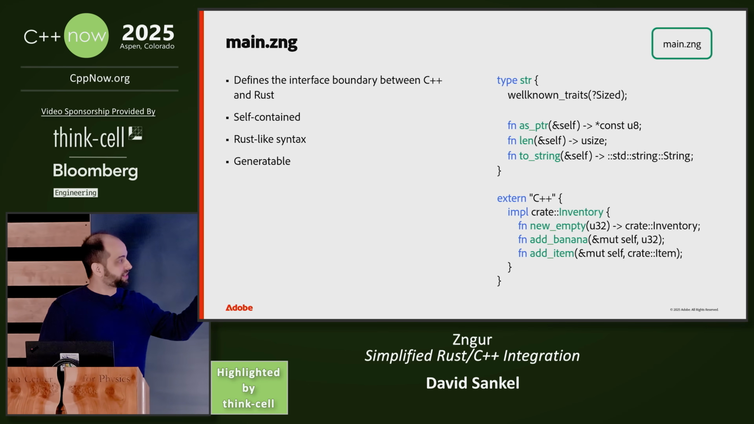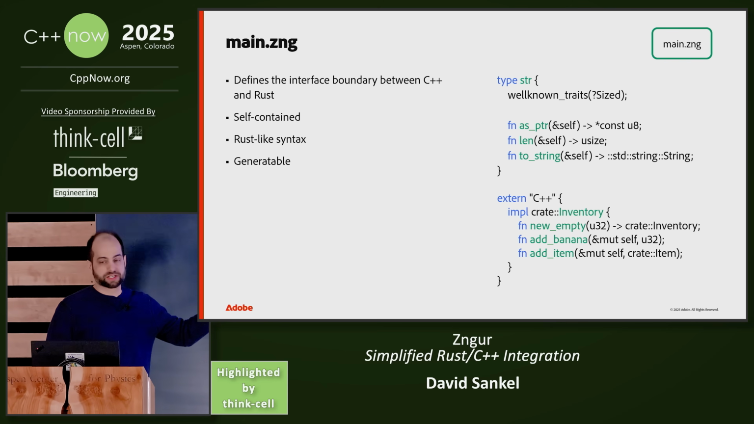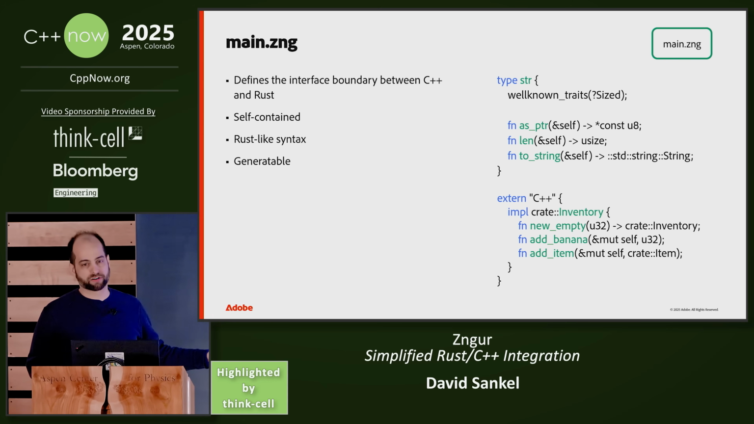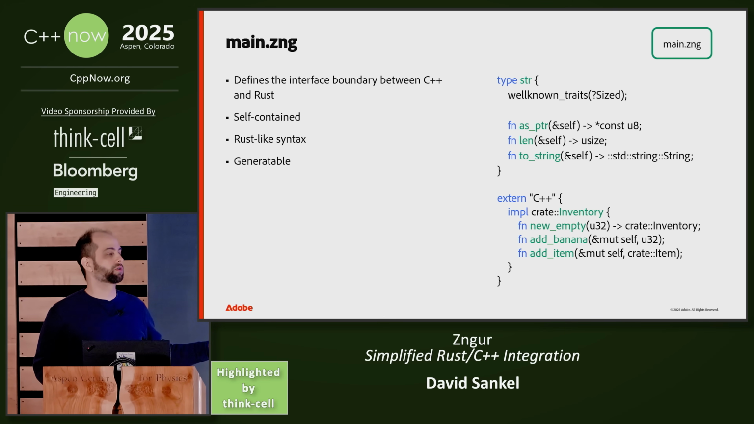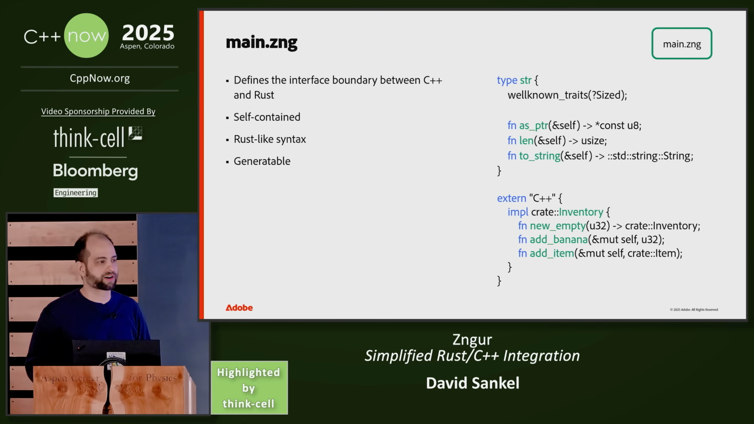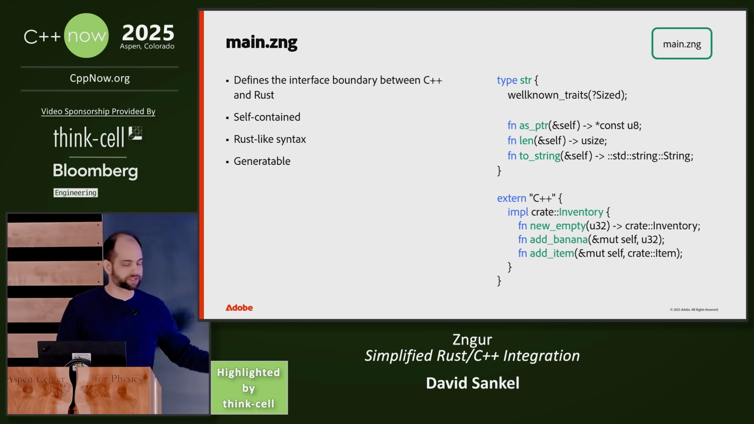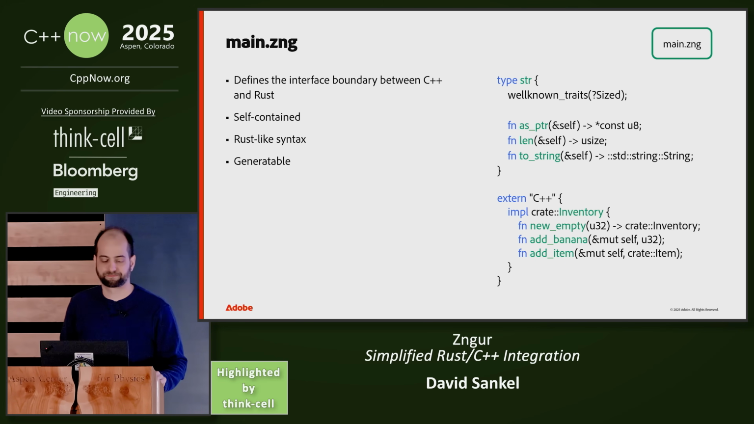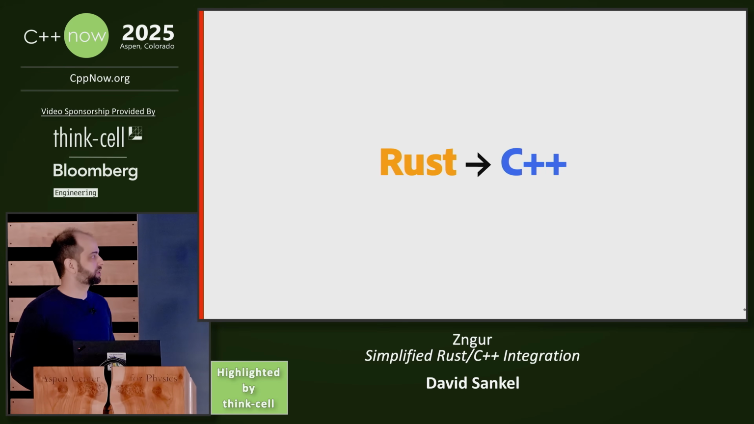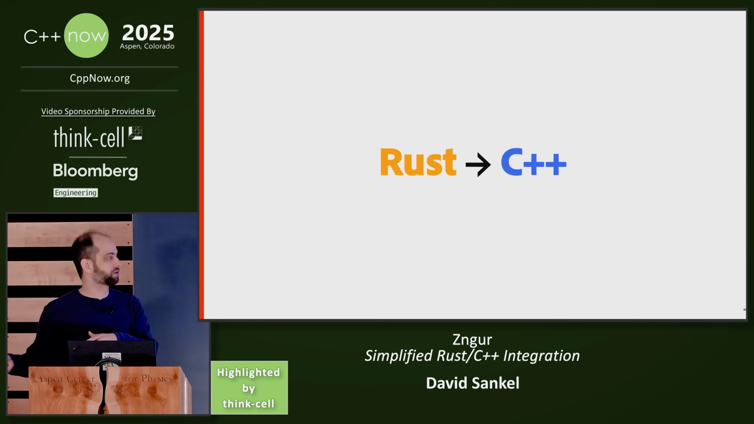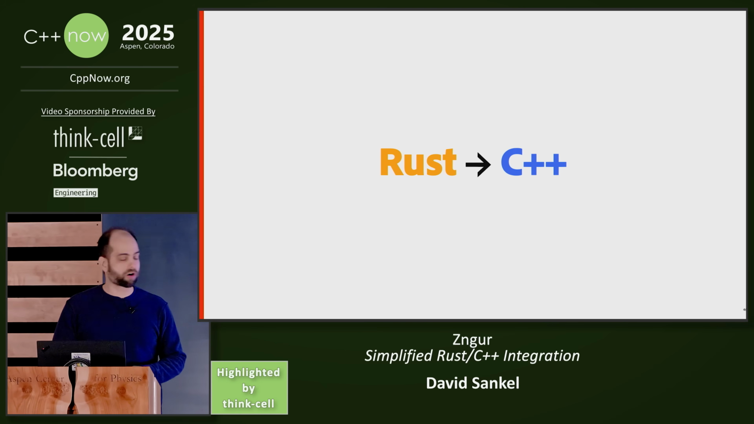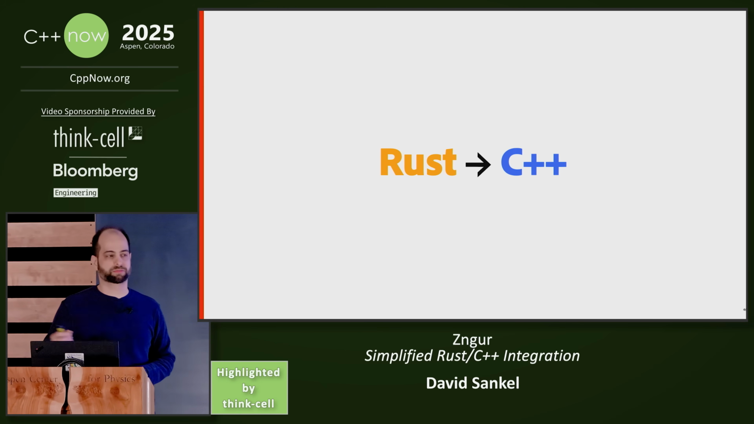And this file is really strictly just boilerplate that could be completely generated automatically, right? We're doing it by hand to learn the system, but there's no art to creating a Zngur file. And we'll look into the details of this in a sec. So let's start with the easier way. So we want to call Rust from C++.